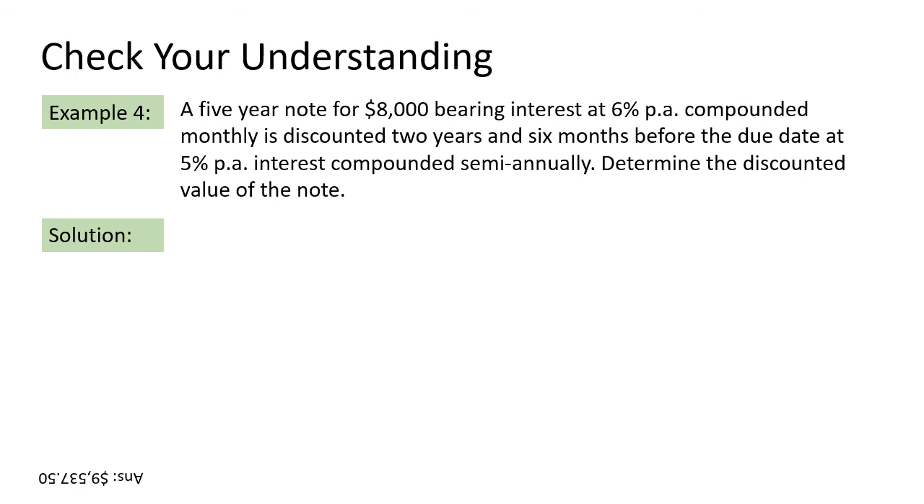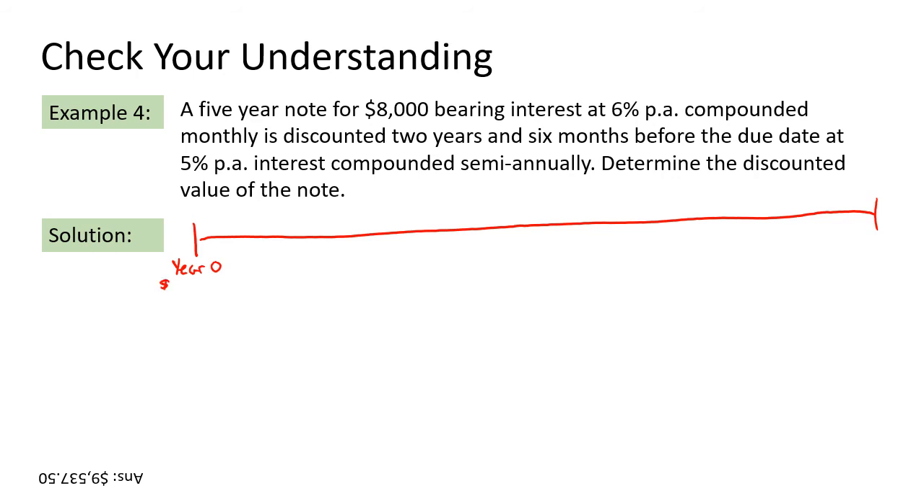So again, we're looking at an interest-bearing note, so we first have to calculate the future value of the note when it would be due, and then work backwards to calculate the present value at the time it's being discounted or paid. So, starting with our graph again, we have year 0, and that is when you have the present value of the note, $8,000. It's a 5-year note, so that means you get to year 5, and we're going to calculate that future value. And the time it's being discounted is 2 years and 6 months before the due date, which is actually right in the middle.